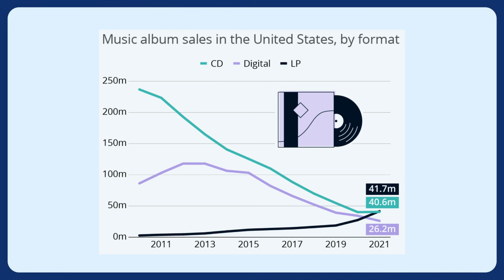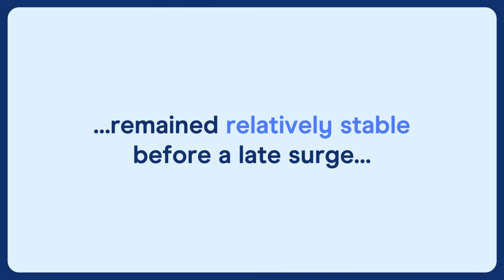If you look at the black line, the sales of LPs, well, it remained relatively stable before a late surge. Why relatively stable? Well, it's relatively stable relative to the other lines or the other music formats. That's why we say relatively. It's a nice adverb.